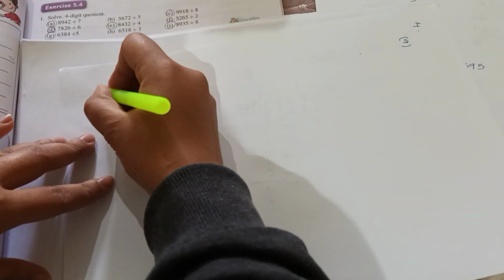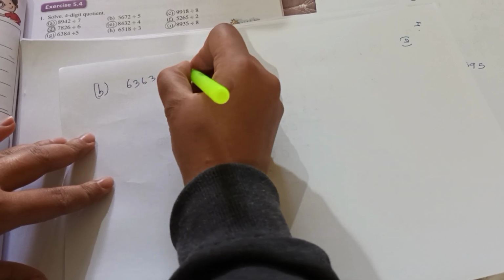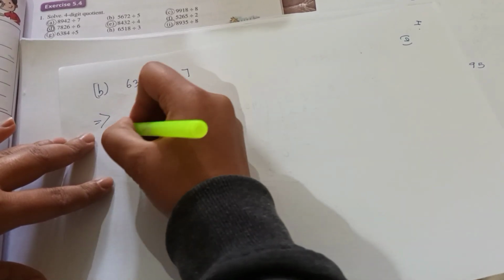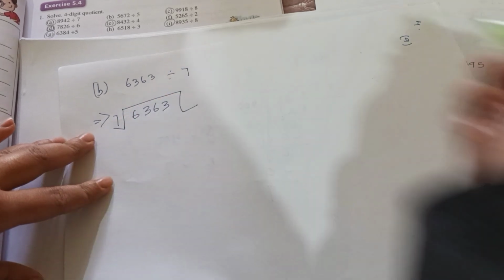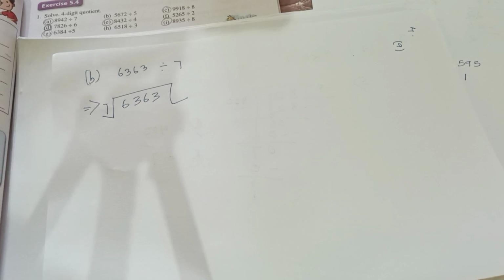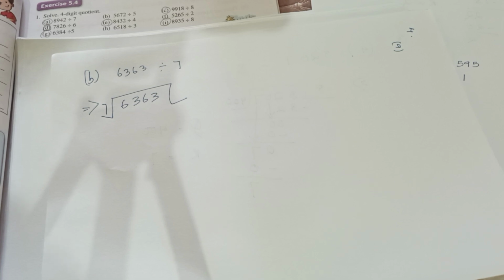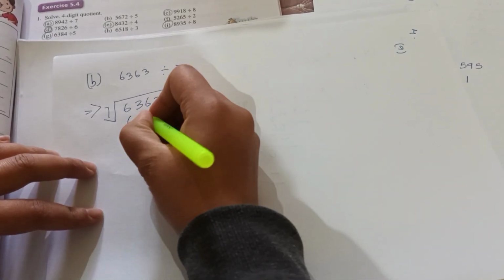Let's look at number B. Number B, we have 6363 divide by 7. 7 times what gives 63? 7 times 9 is 63.